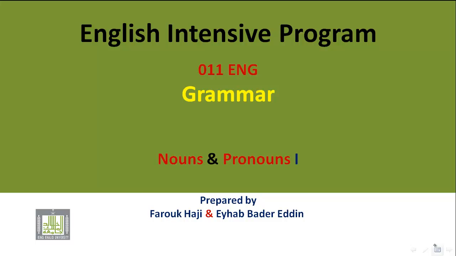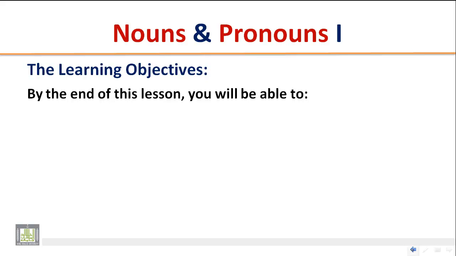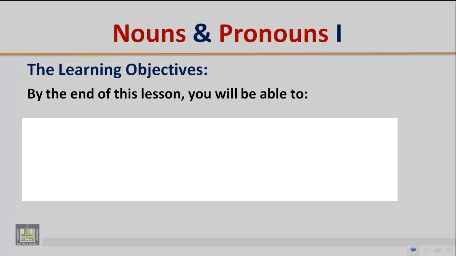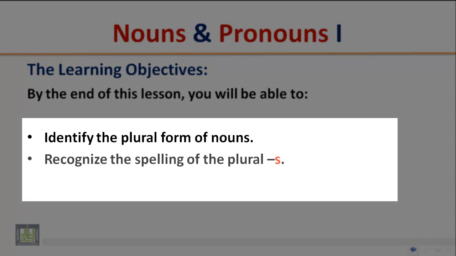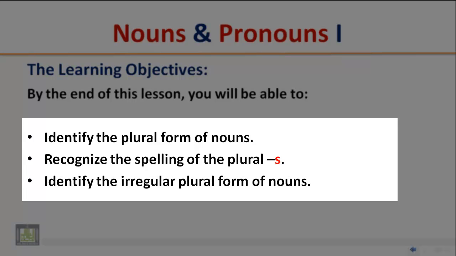English Intensive Program 011. Grammar, Nouns and Pronouns, Part 1. The Learning Objectives. By the end of this lesson, you will be able to identify the plural form of nouns, recognize the spelling of the plural S, and identify the irregular plural form of nouns.